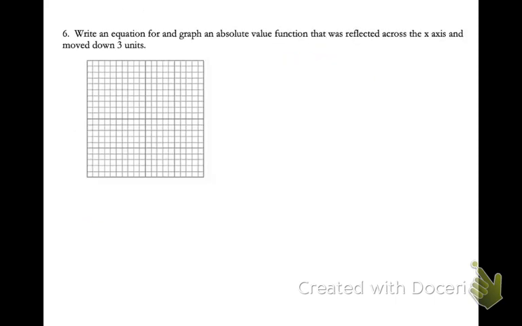Now let's look at number 6. So we need to write an equation for and graph an absolute value function that was reflected across the x-axis and moved down 3 units. So let's start with just a parent absolute value function. F of x equals the absolute value of x. Now for a reflection across the x-axis, we need to introduce an a value of negative 1. And to move the graph down 3, that's a k value of negative 3. So now let's write our new function, g of x, putting the negative 1 multiplier out front of the absolute value of x, and we don't need to write the 1, and then a minus 3 outside of the absolute value.